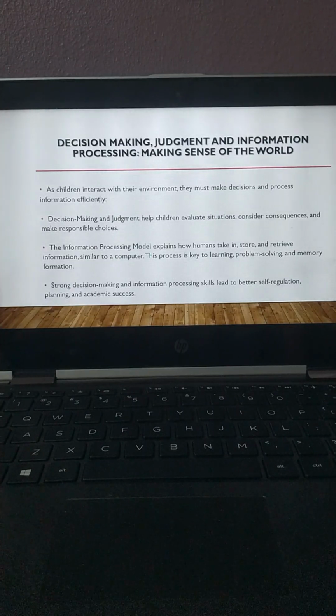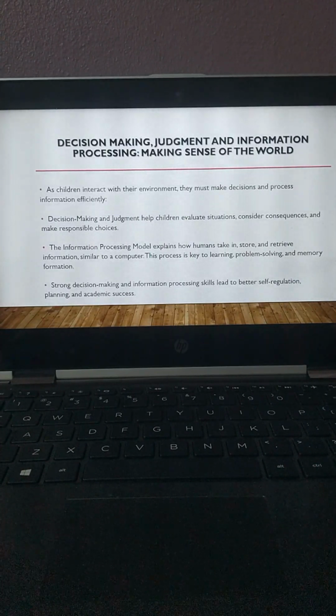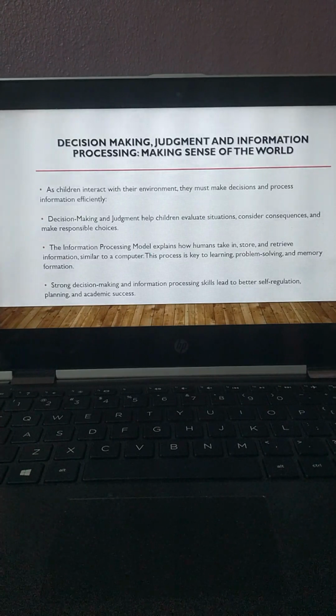The information processing model explains how humans take in, store, and retrieve information, similar to a computer. This process is key to learning, problem solving, and memory formation. Strong decision making and information processing skills lead to better self regulation, planning, and academic success.